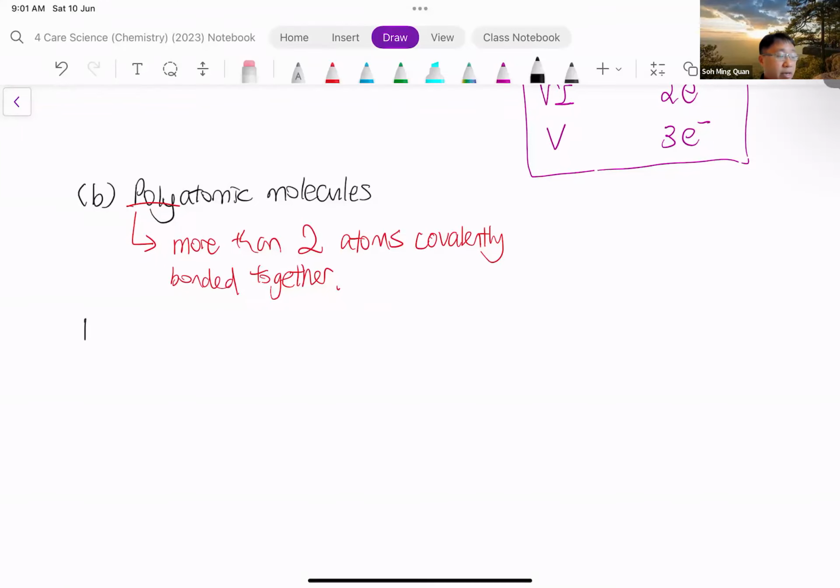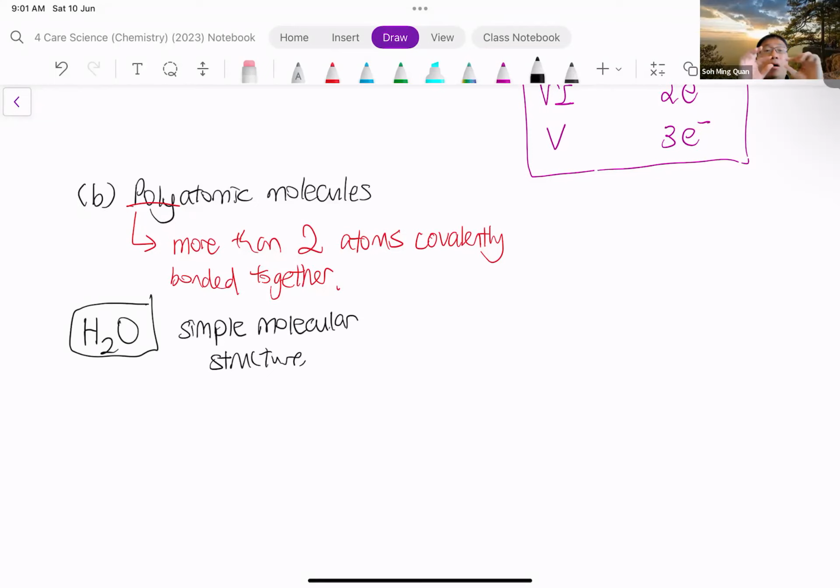Okay? So we shall now draw some simple polyatomic molecules. The first one is H2O, water. Water is definitely containing covalent bonds. We say that water has a simple molecular structure. Okay, take note. The structure is called simple molecular, but the bond is called covalent bond. Now, a bond is a force of attraction. A structure is how it looks like.